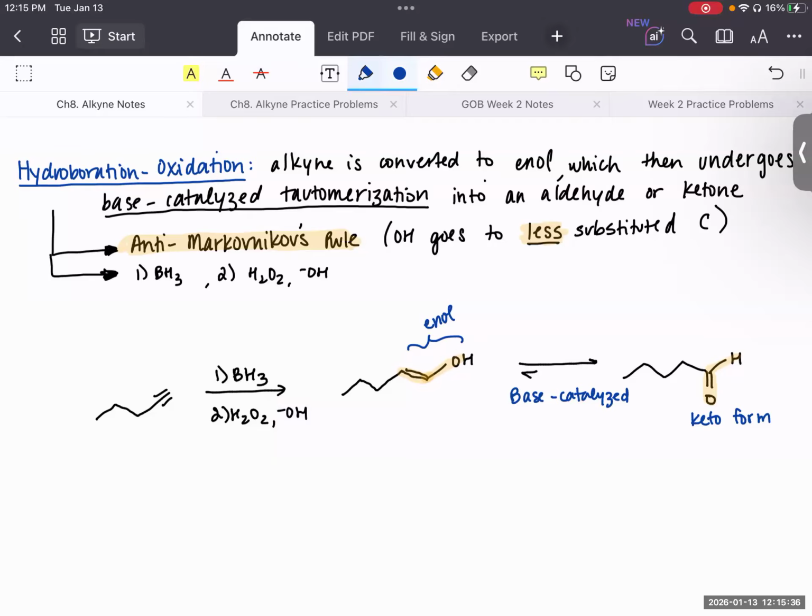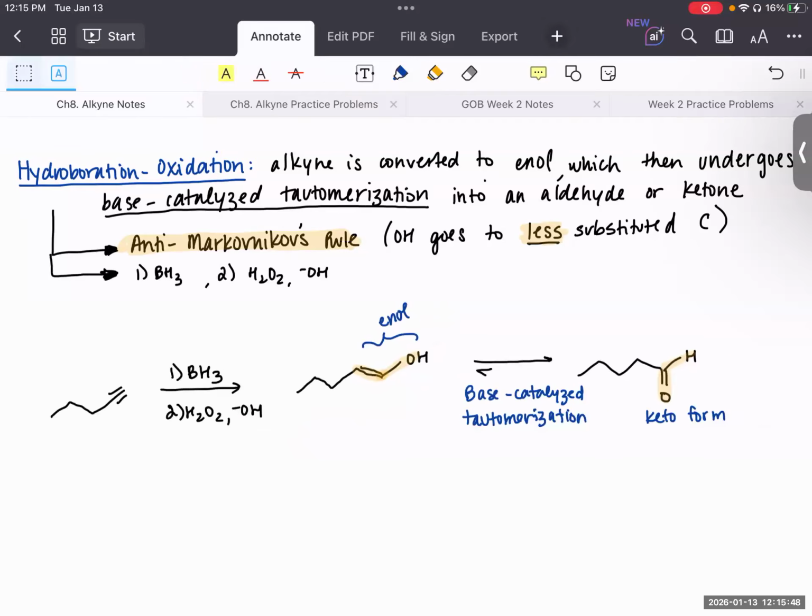For this second step, I'm going to post a video that goes through the mechanism. It's relevant for a lot of different chapters, so it's not just important for alkynes, but I'll link it below if you're interested in the mechanism for this process. So this reaction yields the keto form, and for a terminal alkyne, we get an aldehyde here.